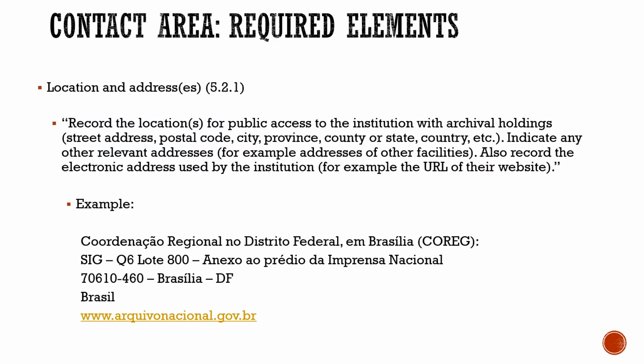The third obligatory element is location and address, found in the contact area. The rule in ISDIAH is record the locations for public access to the institution with archival holdings, street address, postal code, city, province, county or state, country, etc. Indicate any other relevant addresses, for example, addresses of other facilities. Also record the electronic address used by the institution, for example, the URL of their website. Please see the example on the screen.